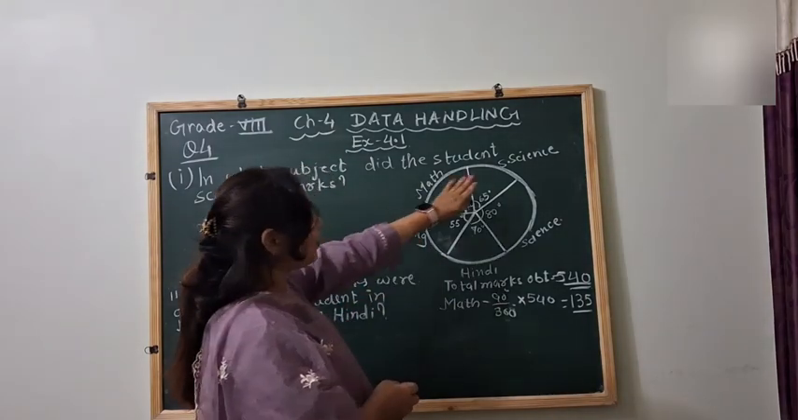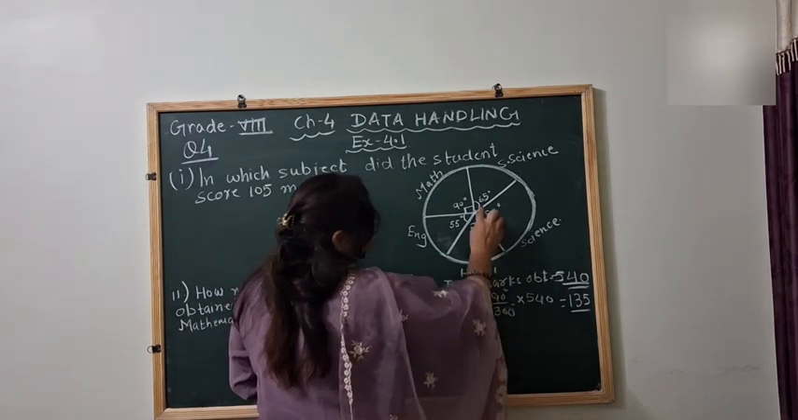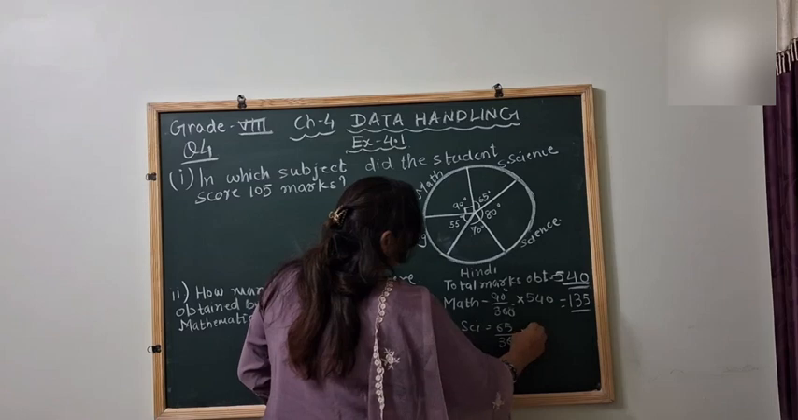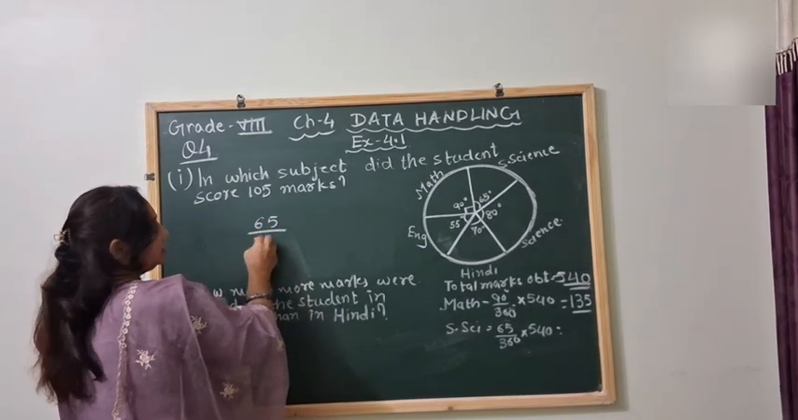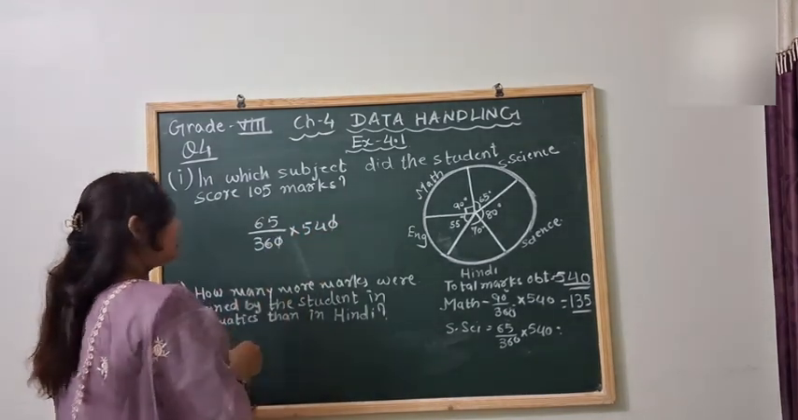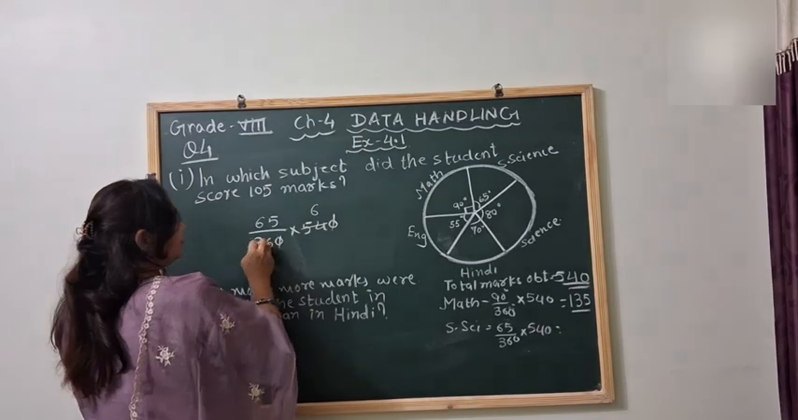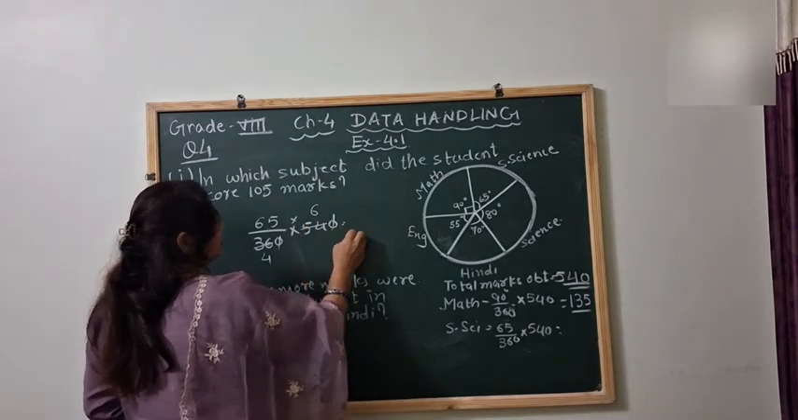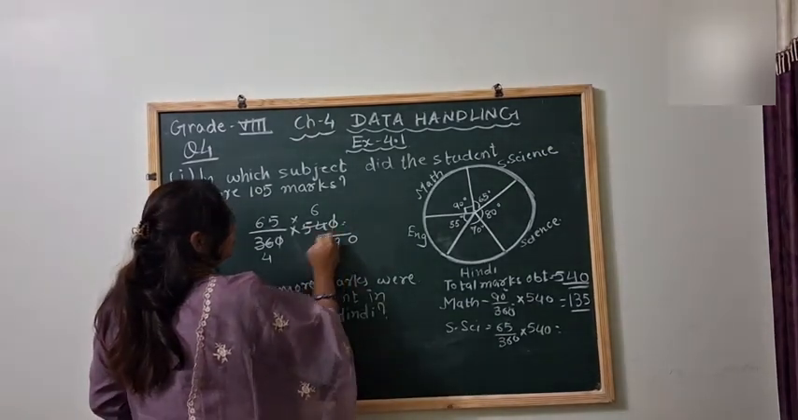Now let us find out the marks scored in social science. 65 out of 360 multiply by 540. Let us do the calculation here. 65 upon 360 multiply by 540, 0 0 gone. Okay, now 9 6s are 54, 9 4s are 36. Let us multiply 65 into 6: 6 5s are 30, 0, 3 carried forward, 6 6s are 36, 37, 38, 39, 390 divided by 4.